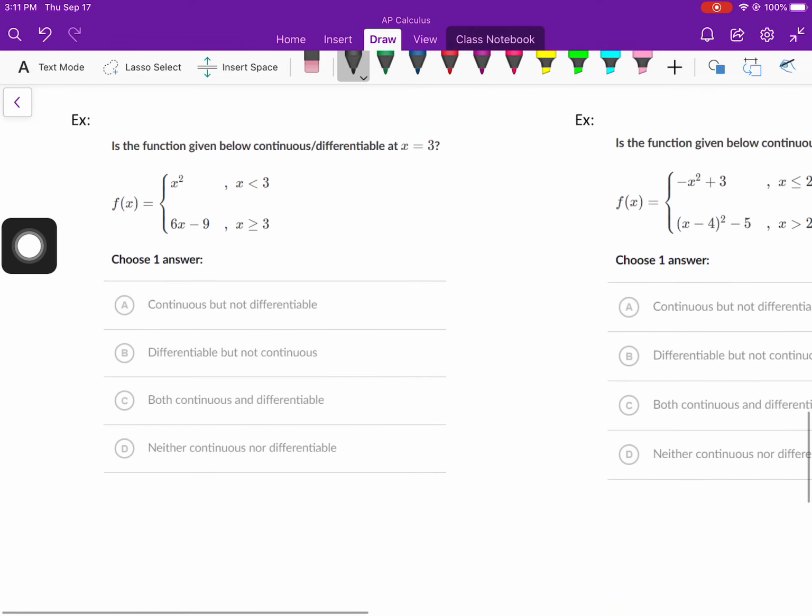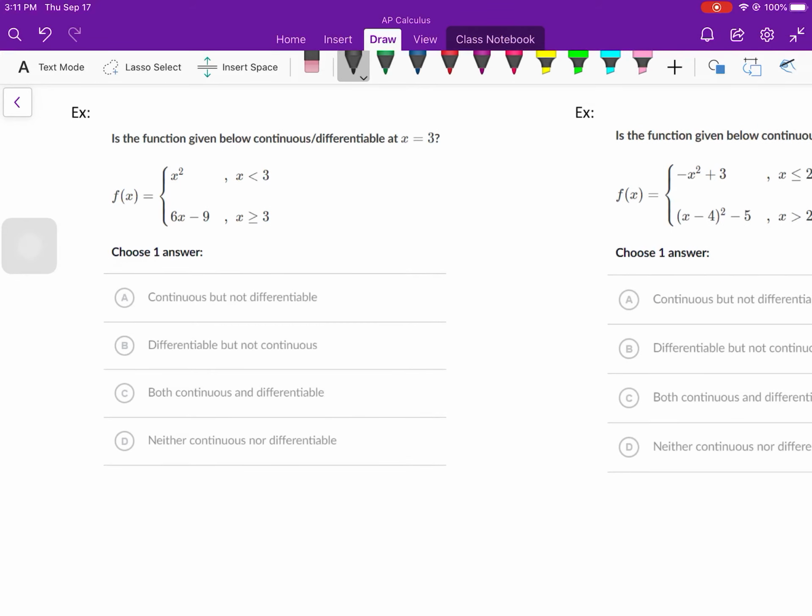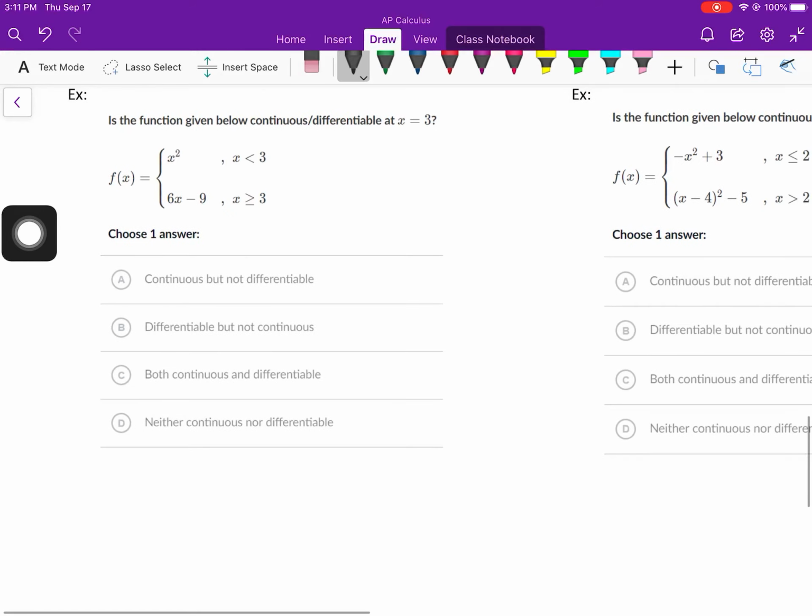So we have to check continuity, and then from there, we have to check the derivative from the left and the right. Make sure the slope from the left and the right-hand side of 3 is the same. So I know even though it equals 3 here, we do have to check both sides. So let's go ahead and start with the continuity test.